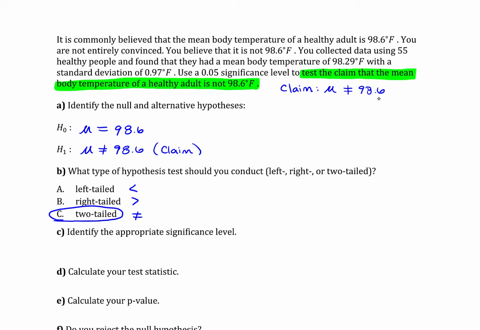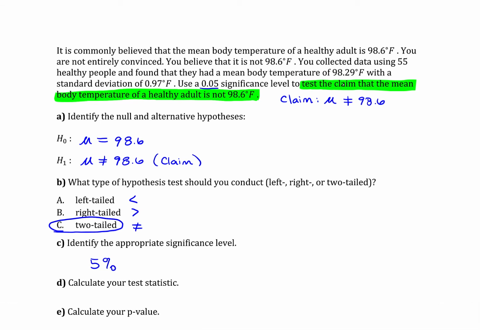All right, next, identify the appropriate significance level. So the significance level here is 0.05. When I make my comparisons, I'm going to change that into a percentage anyway. So I'm going to make it a 5% significance level.